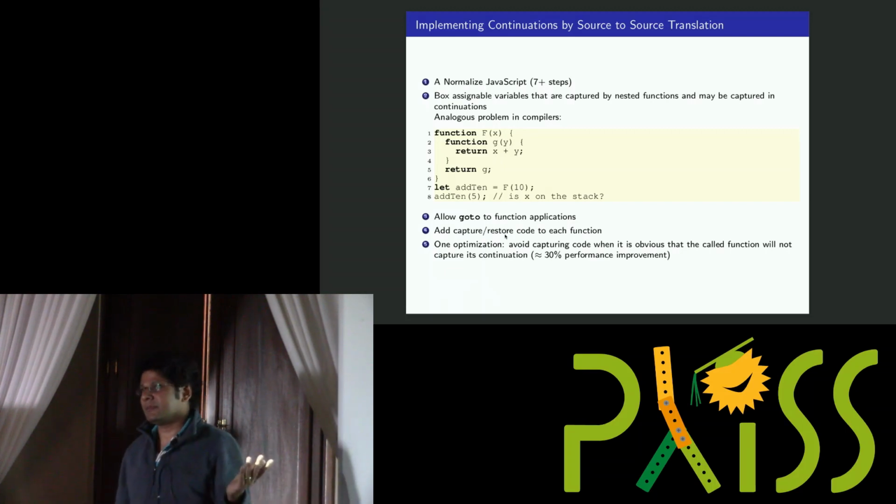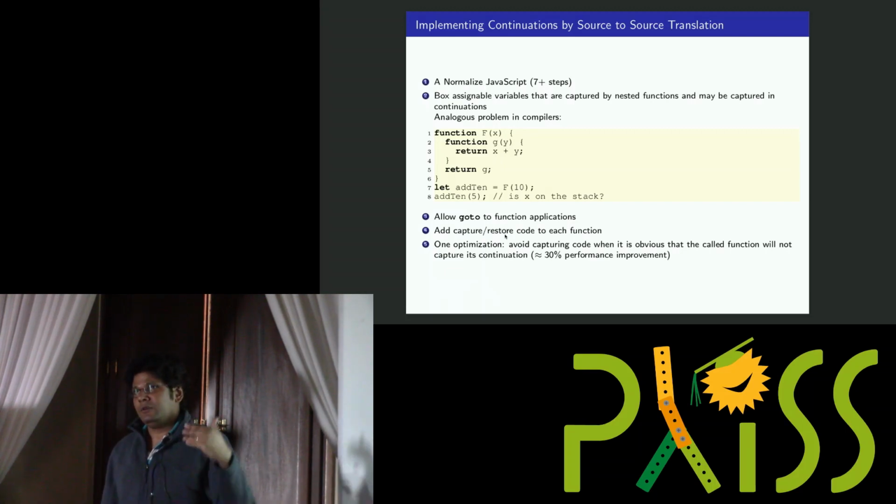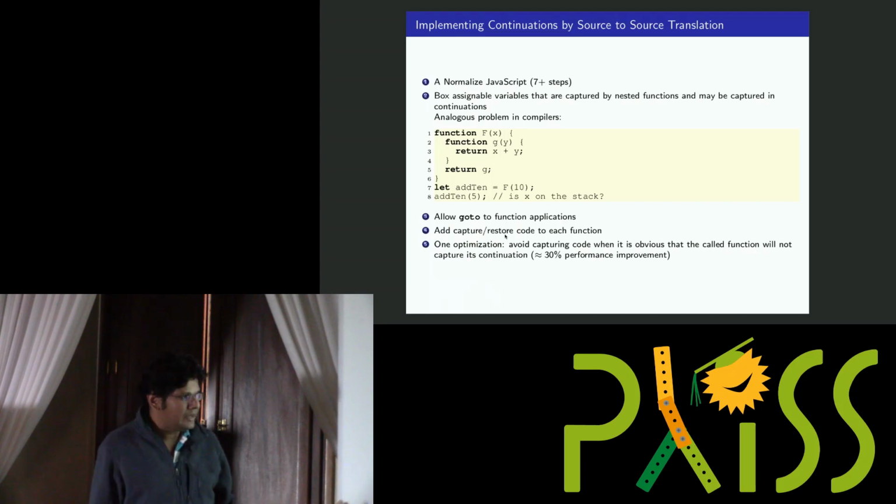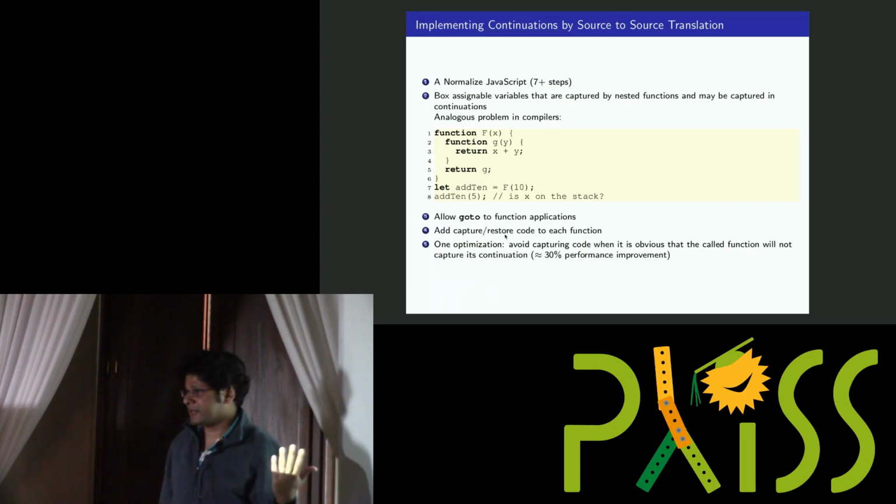What does blindingly obvious mean? It means you're calling a function that's first order, so you know what you're calling. You're sure that the function isn't reassigned to, and you look at that function and you see that it doesn't call anything else. I believe that's the optimization that we have, and it improves performance by 30%.